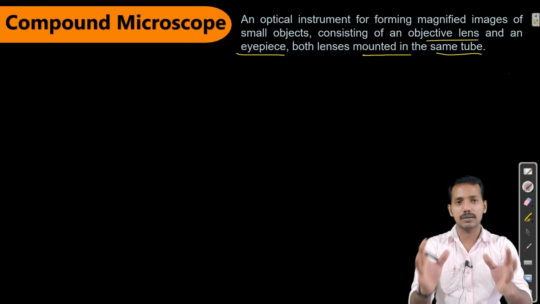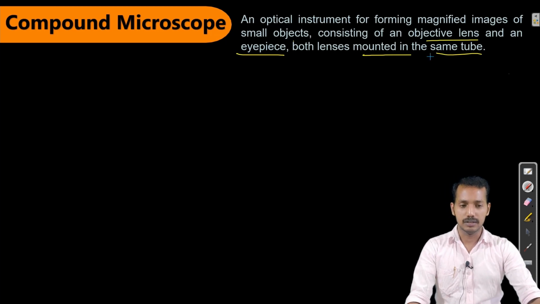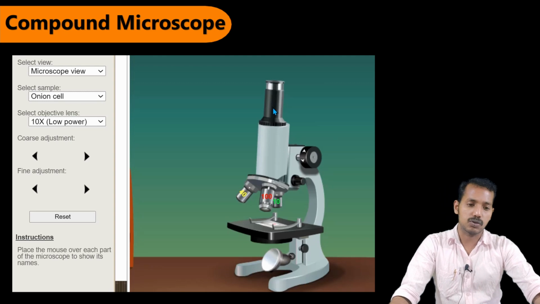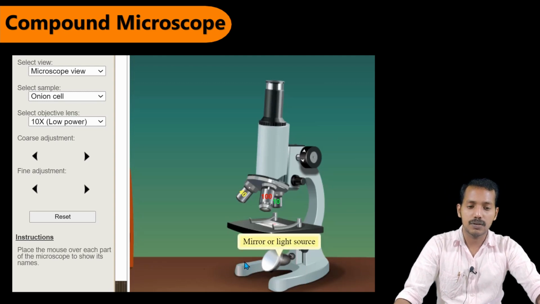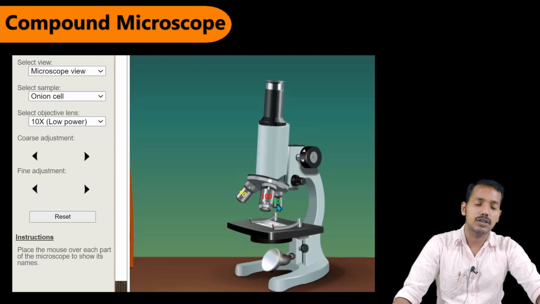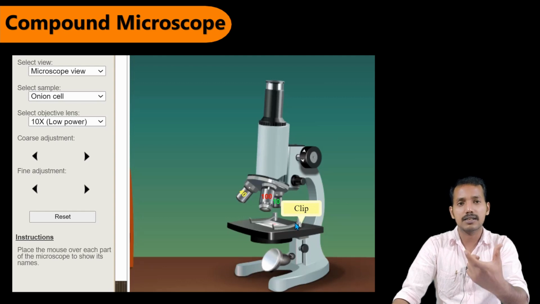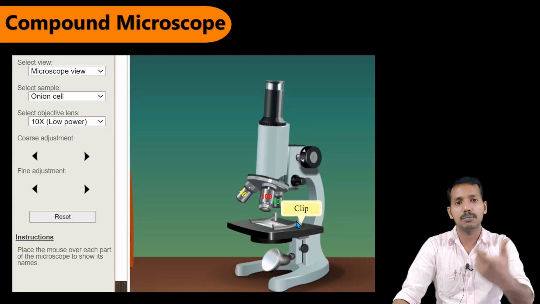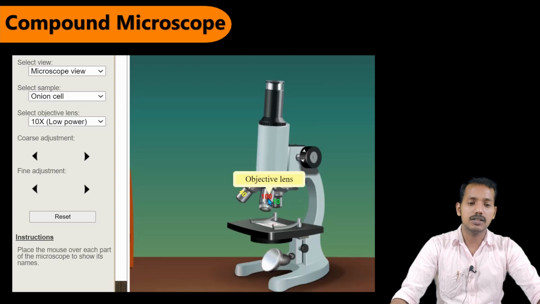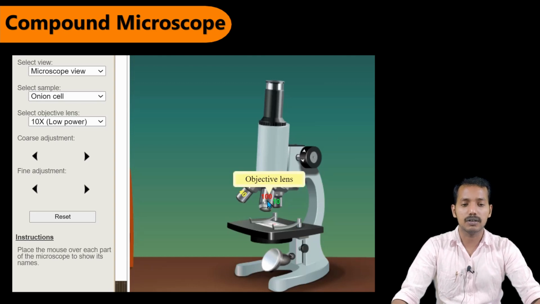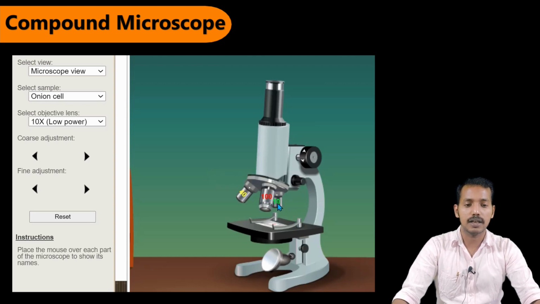So let's see what are the parts of the compound microscope. This is a typical compound microscope. This is the mirror on which the light is incident and it is reflected back and passes through the body tube. And this is the stage on which we keep the slide for observing. And this is the clip for mounting the slide which we prepared, or the permanent slide. And this is the objective lens of different power. This is 100, this is 40, and this is 10.